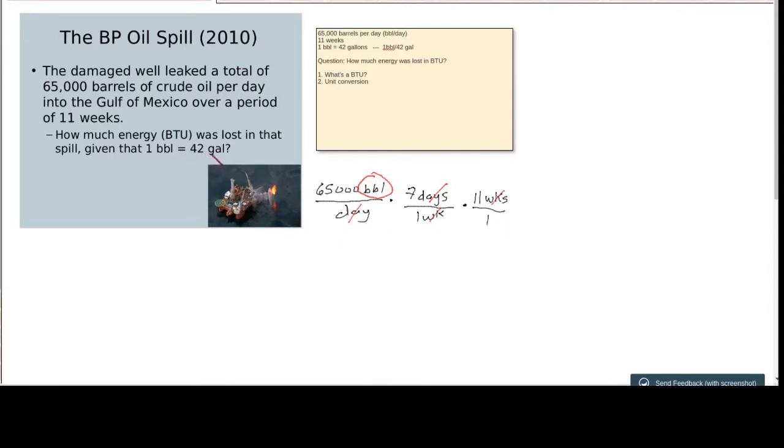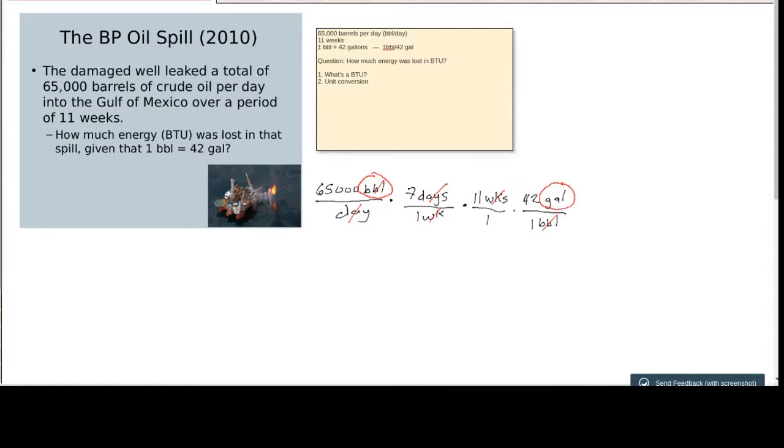And I also have gallons. So let's do that one too. And we'll get times, I want to get rid of the barrels and turn it into gallons. So that's going to be 42 gallons in 1 barrel. Cancel out the barrels. And the units that's left is going to be the number of gallons that were spilled in the spill.